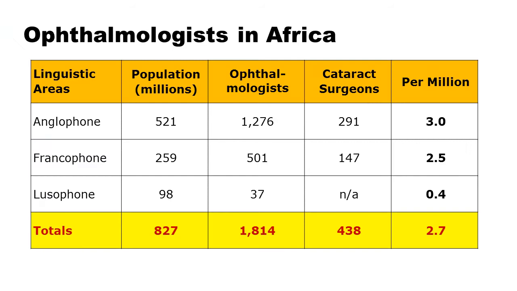So if we look at the distribution of ophthalmologists in Africa, between Anglophone countries, Francophone and Lusophone Portuguese speaking. One can see on average Africa has 3 ophthalmologists per million in the Anglophone countries, slightly less in the Francophone and much less in the 6 Lusophone countries.